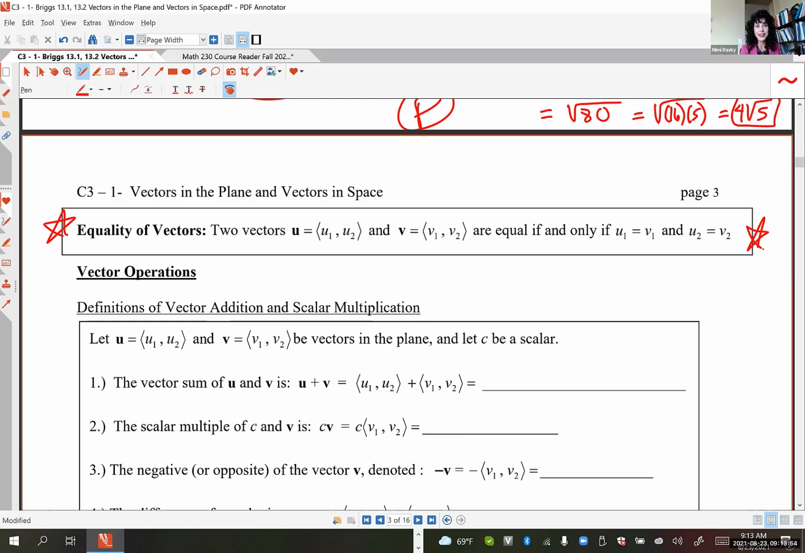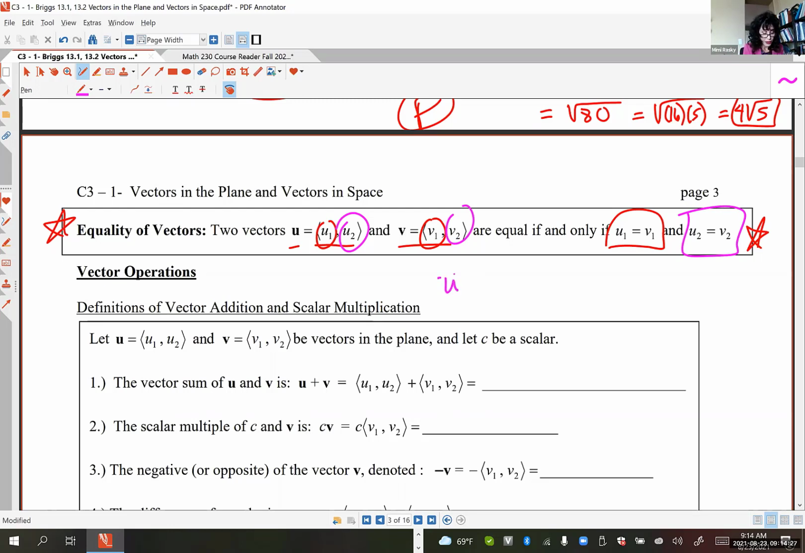Equality of vectors. Yay. So what does it say? It says a vector u that has the component form u1, u2, and another vector v with components v1, v2 are considered equal if and only if their scalar components match. So the u1 had better be equal to the v1. Okay. And the u2 had better be equal to the v2. Okay, and they're equal.